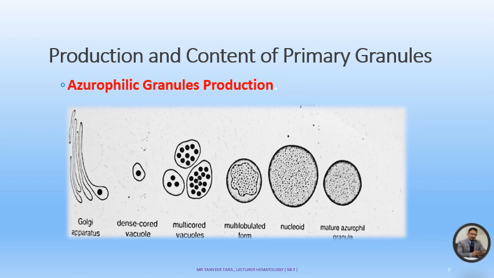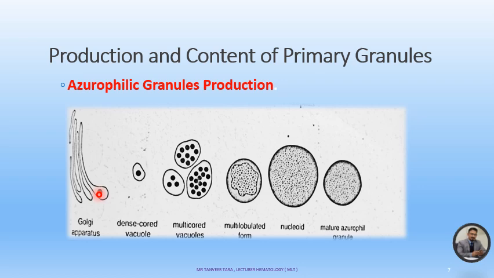So the production of primary or azurophilic granules occurs mainly in the promyelocytic stage of neutrophilic development, and further cell division reduces the concentration of these primary granules as they are parceled out to the subsequent daughter cells. Formation of azurophilic granules is shown in this picture. The production of primary granules starts with the appearance of a dense granule, and this dense granule is called a dense spherule. Here these are cisternae, and this is the Golgi apparatus. Here a dense spherule is formed in the Golgi complex.